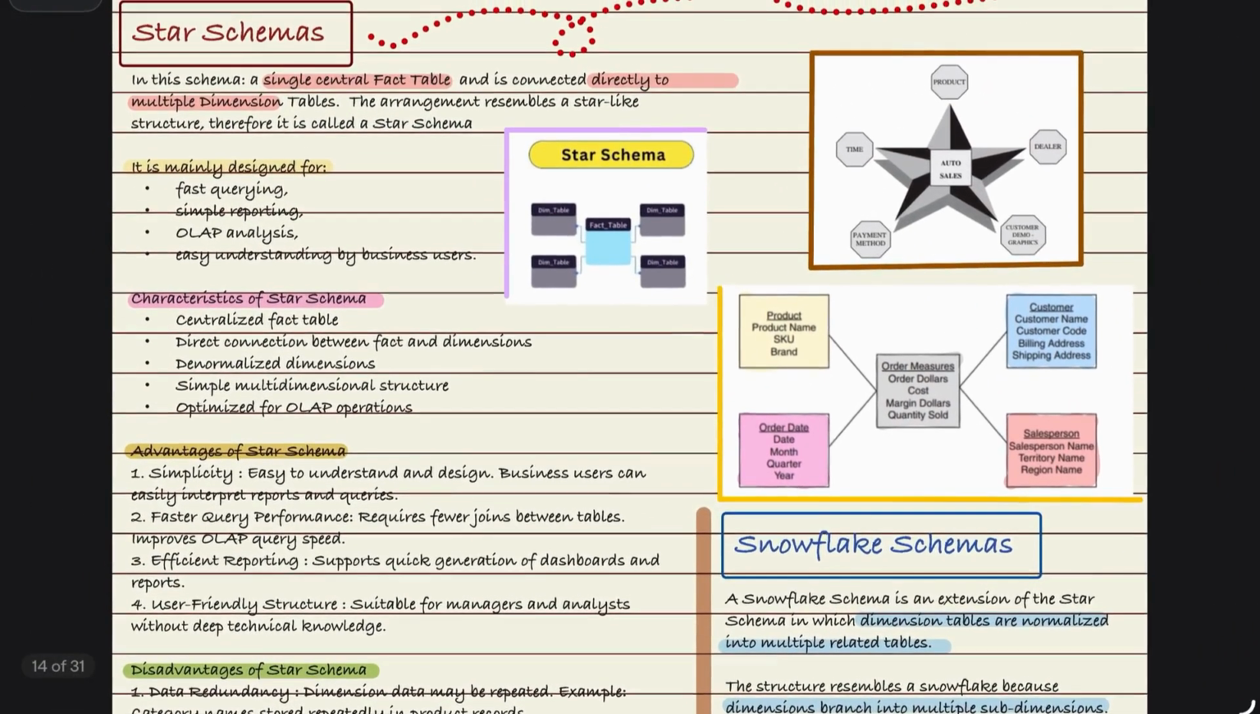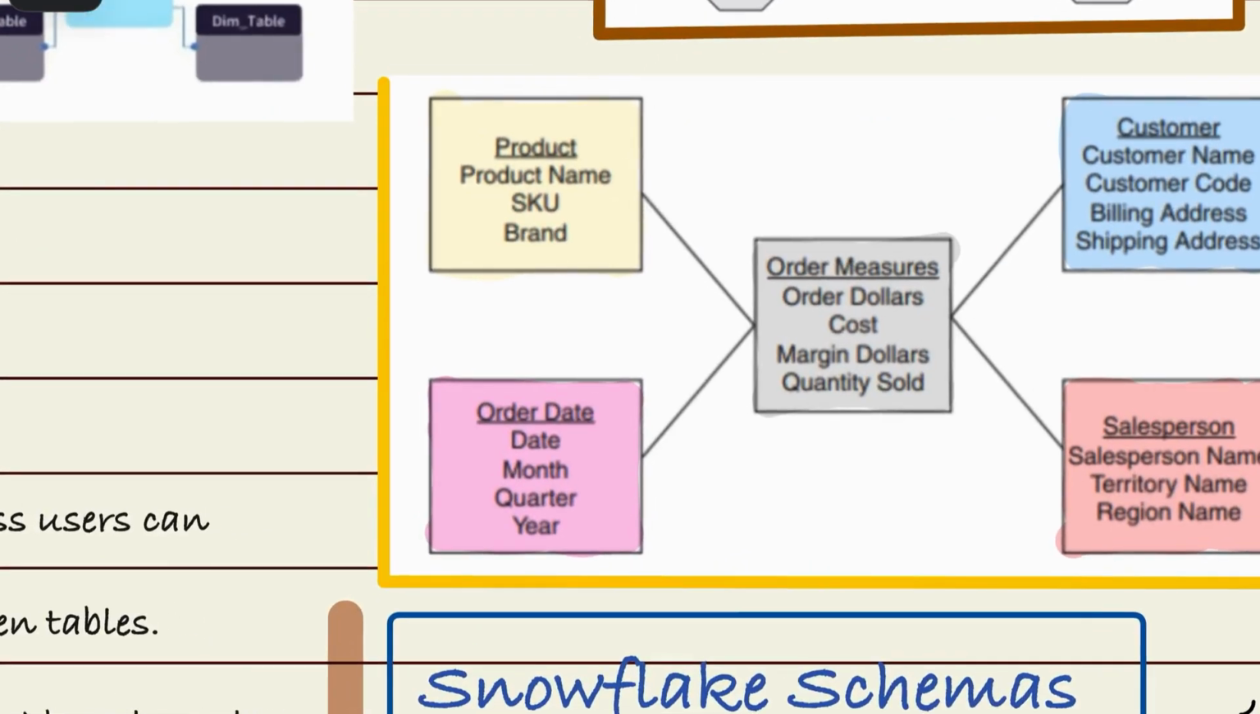So look at the image. You see there is a measure called order.